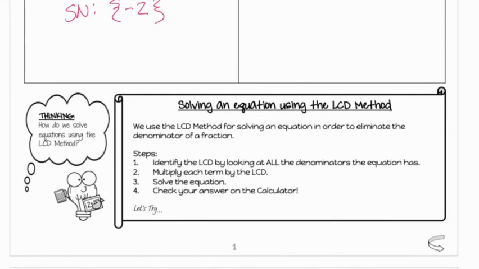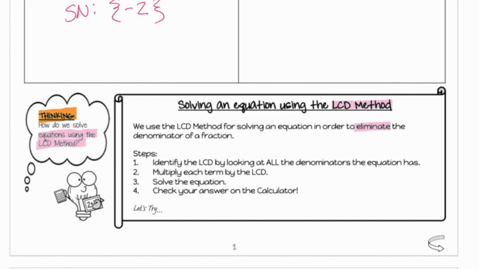Okay, so today we want to determine how to solve equations using the LCD method. We use the LCD method for solving an equation in order to eliminate the denominators of a fraction. So my goal is to get an equation that's nice and simple. When I have fractions, sometimes it's a little more complex, so I want to try to get rid of those fractions. And here are my steps.